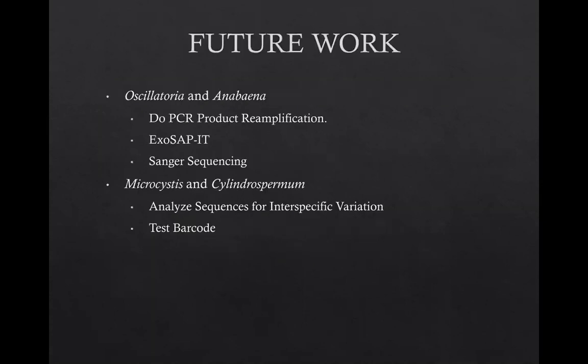Because Cylindrospermum and Microcystis have been cleaned and did show ample product, they will undergo sequencing reactions. Once we get those back, they will be analyzed for interspecific variation. If the sequenced ITS regions show higher interspecific than intraspecific variation and are distinctive for each of the species, then the barcode development would be concluded as successful. Then, once it's concluded as successful, we will be able to test this on the EPA contaminated sample and determine if the sample has any of the species that we are looking at and have created DNA barcodes for.